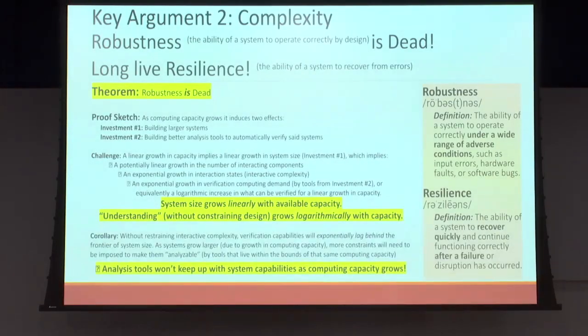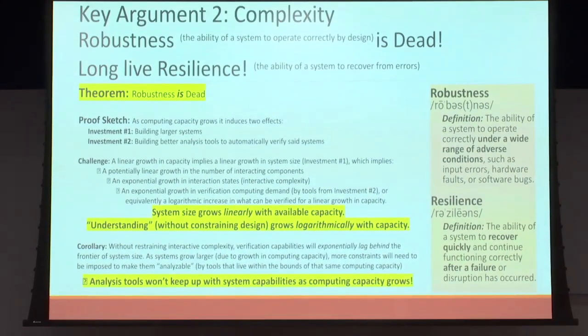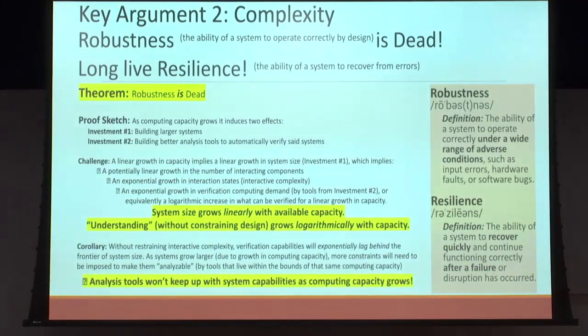So I want to focus on one argument why it may be true that we need to start thinking about adaptation as opposed to building systems that are correct by design. My argument is that building systems that are correct by design is going to be increasingly harder, and instead we have to think more in terms of resilience. The system is faulty, but it can recover somehow when it fails.